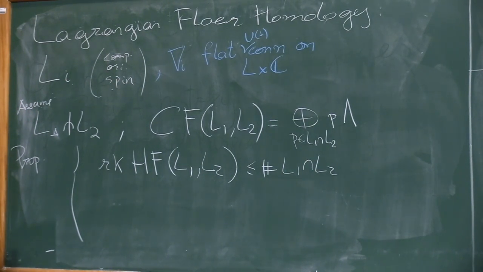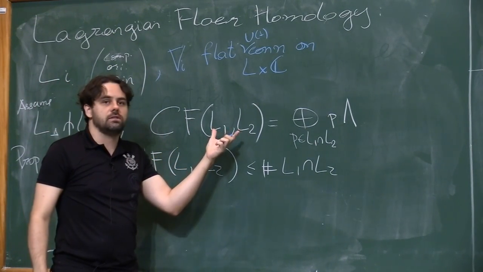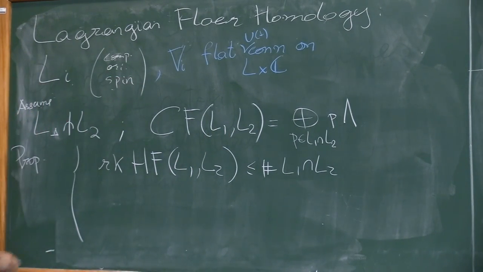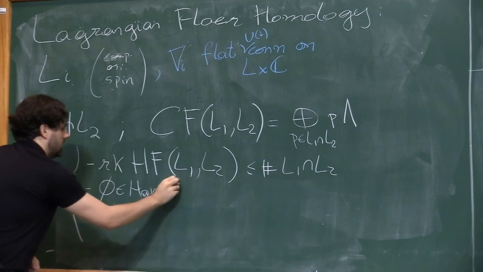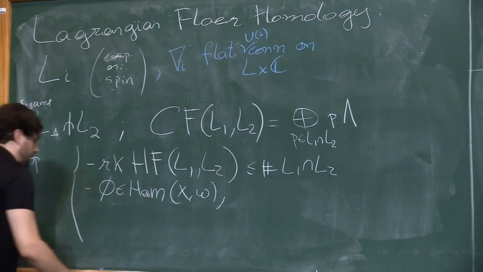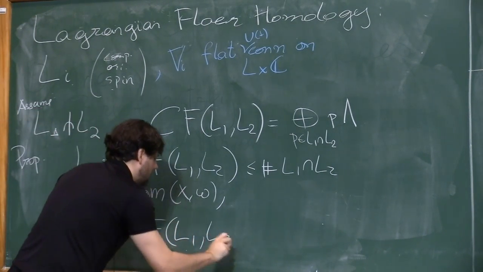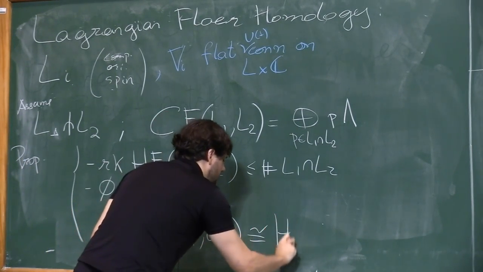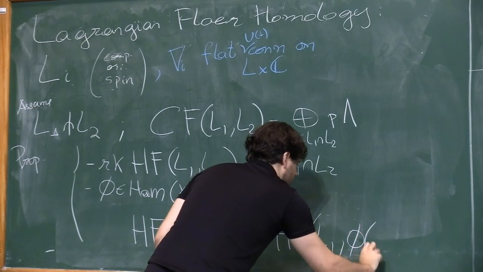But the other very important part is that this Floer theory came out exactly to understand this intersection theory between Lagrangians that are invariant under Hamiltonian isotopy. So if you have a Hamiltonian diffeomorphism phi on (X, omega), remember, like the time one flow of Hamiltonian vector fields, then what we have is an isomorphism between the Floer homology of L1 and L2 with the Floer homology between L1 and phi of L2.